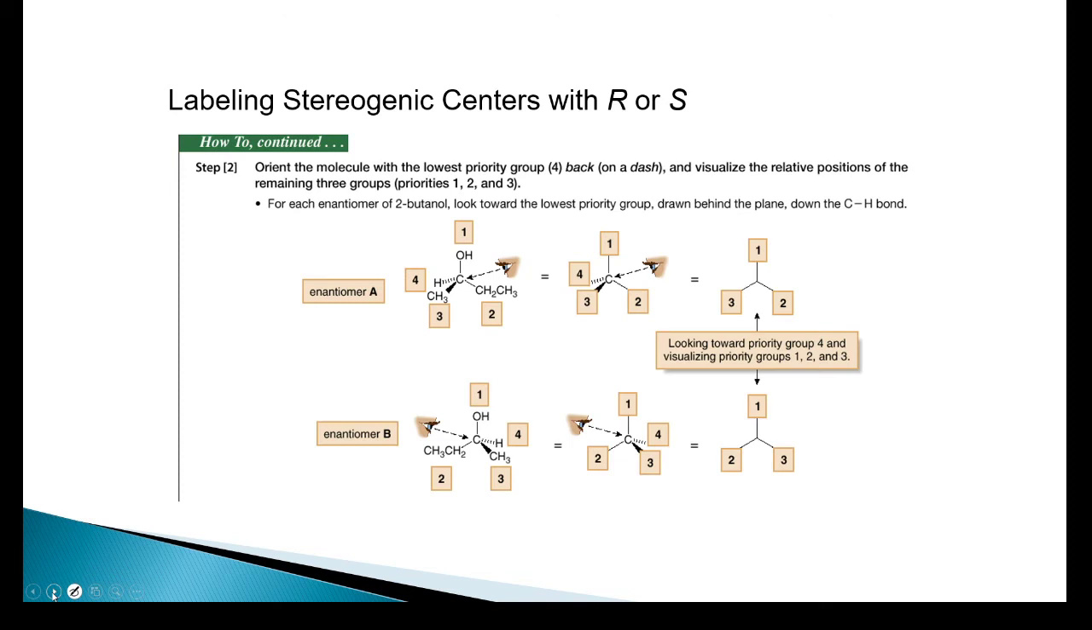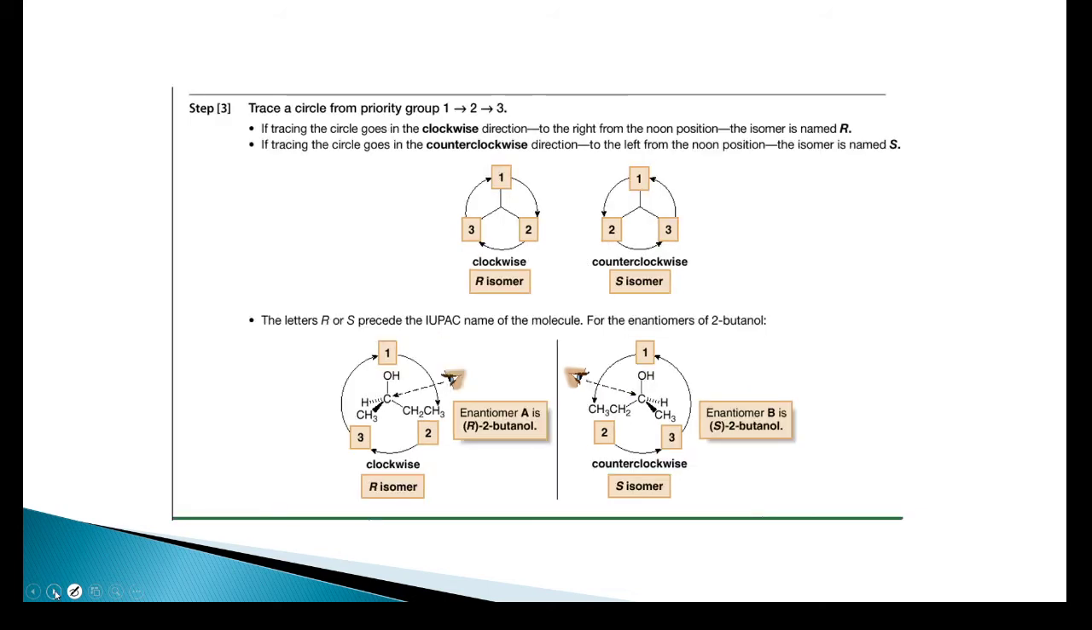All right? And that's what they're showing you here. Make sure hydrogen goes to the back. What are you seeing? Make sure the fourth one's in the back. And if it's not hydrogen, let's say that was a chlorine, then my methyl group is my lowest. Whatever your lowest atomic number is, goes to the back. Okay, R and S isomers. Enantiomer A, R-butanol. Enantiomer B, S-butanol.